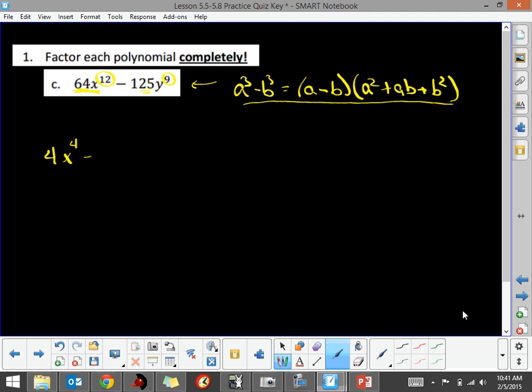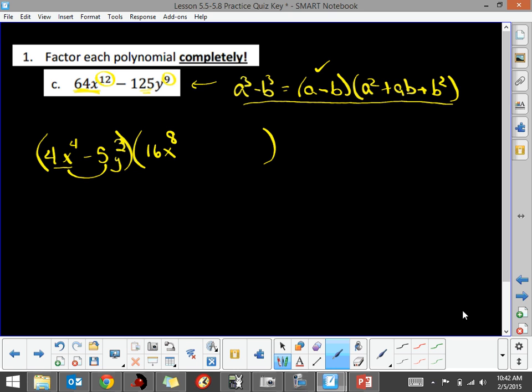Then I take the cube root of 125, which is 5, and y to the 9th, we divide the exponent by 3, so y to the 3rd. So there's my first factor in this pattern. I took the cube root of both the first thing and the second thing. Now, to get my second part, I take the first thing and square it. That's going to be 4 times 4 is 16. X to the 4th times x to the 4th is x to the 8th.